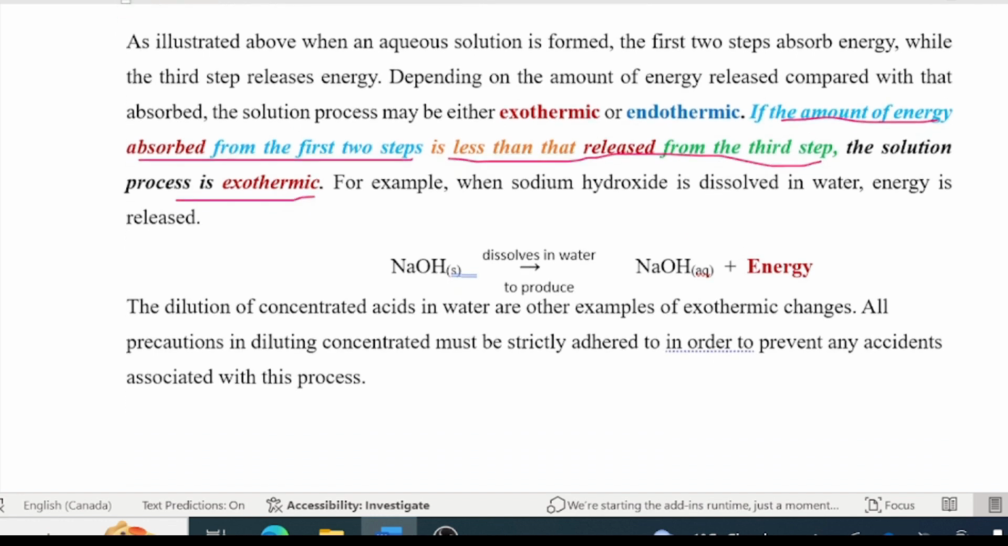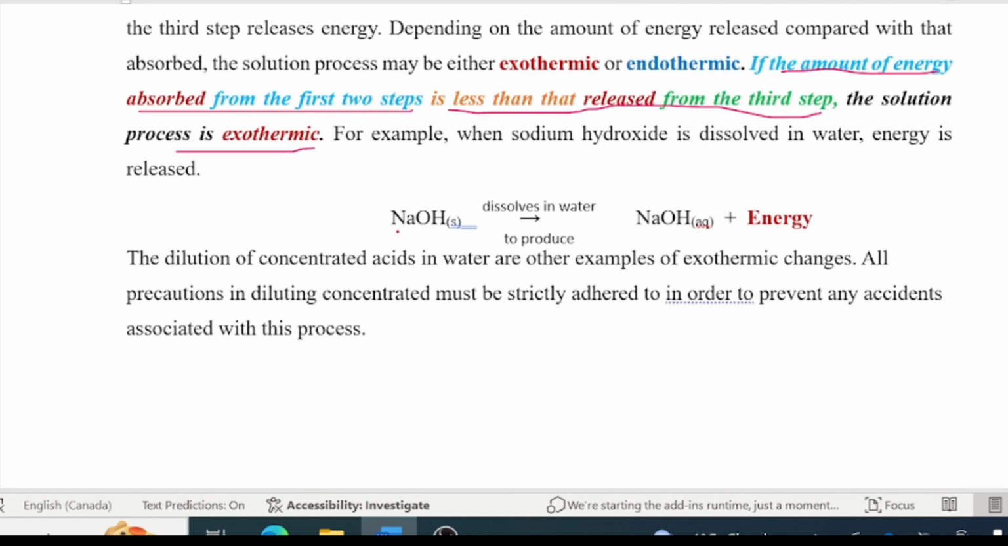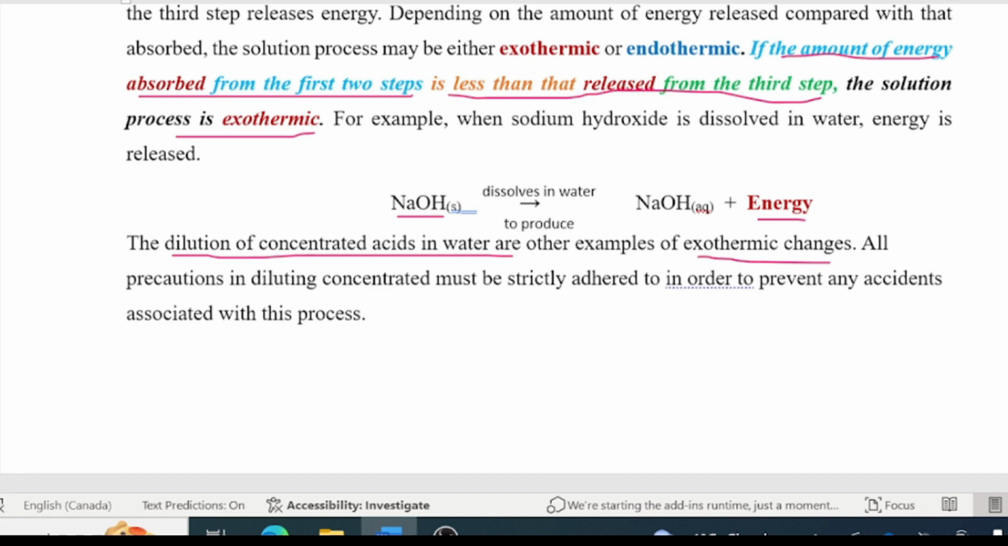Examples of this are when you dissolve certain compounds such as sodium hydroxide in water. Another thing about this is that when you dilute concentrated acids in water, it is very, very exothermic. So you should take all the precautions when diluting. When you want to dilute some concentrated acid, don't pour water on the acid. You're looking for some serious problem. When you do that, the heat produced will cause the water to boil spontaneously. And it's so violent, it can bring particles of the concentrated acid out too, and it can burn you.